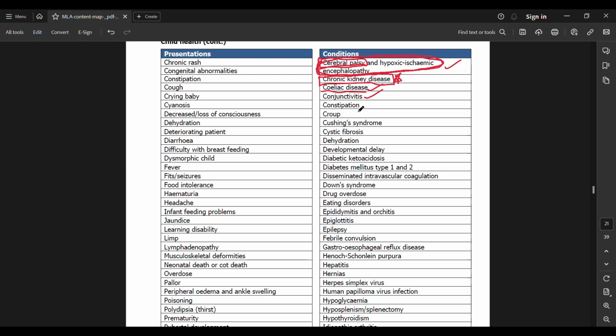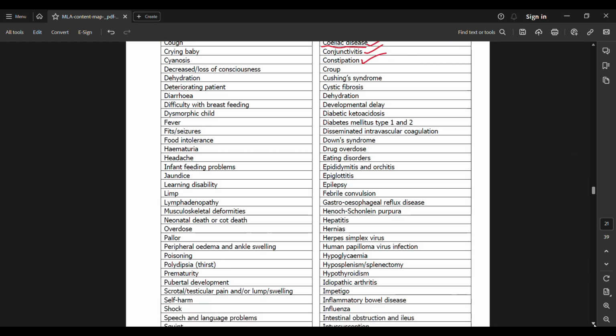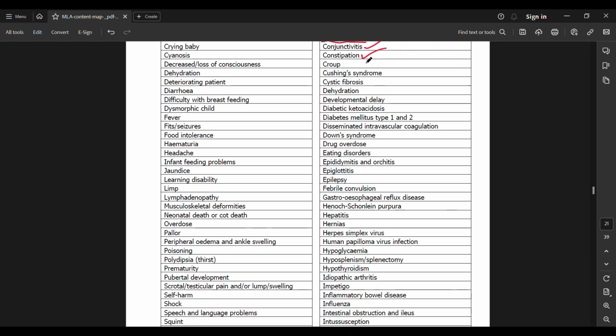Next, you have constipation. Again, very important when it comes to children. Know all the different treatments, and it is common in children, so it might show up in an OSCE exam. Next, you have croup, right? This usually does show up in MCQs. I haven't seen this in OSCE stations as much, but know how to manage this, whooping cough and all.